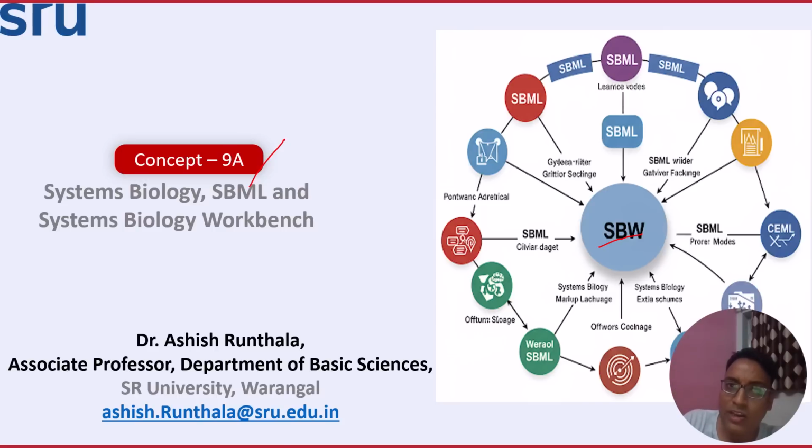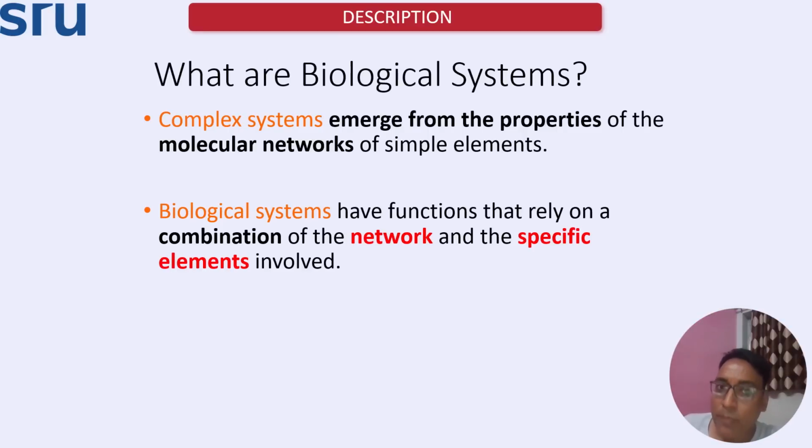So, what are biological systems? We have been seeing that complex systems emerge from the properties of the molecular networks of simpler elements. In the metabolic networks, all the complex metabolic networks are there, and we try to truncate the required segment of the metabolic network to analyze it further. So the functions of biological systems rely on the combination of the network and the specific elements involved, as is obvious.